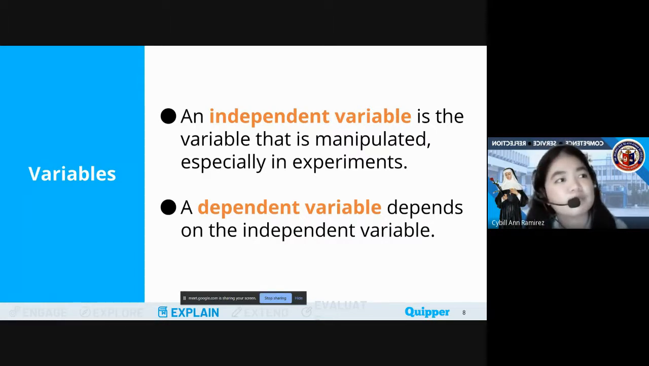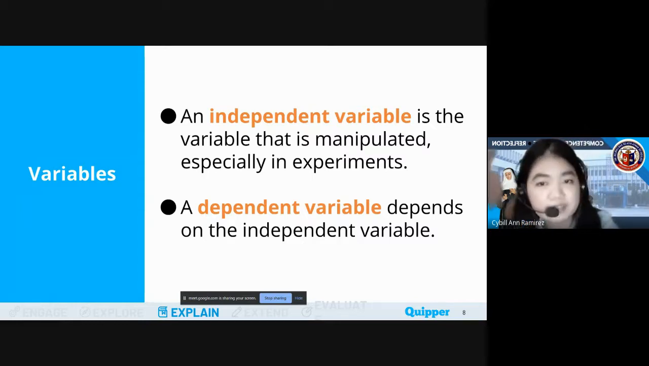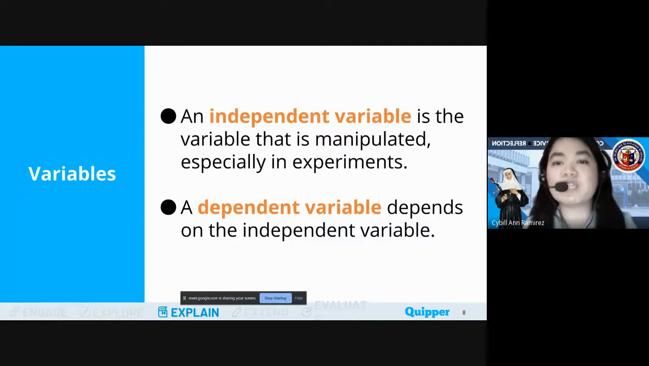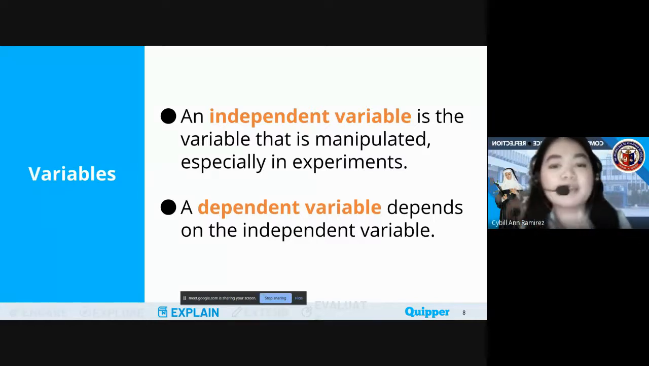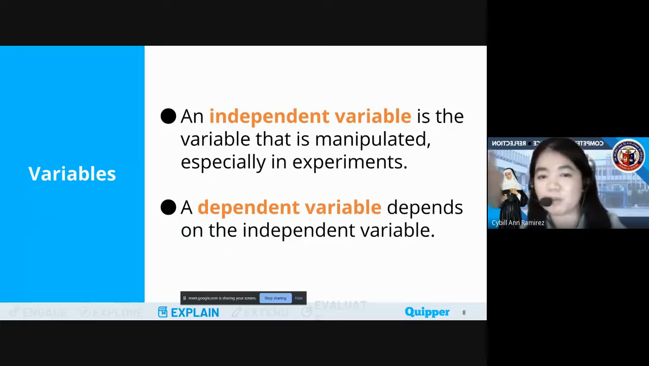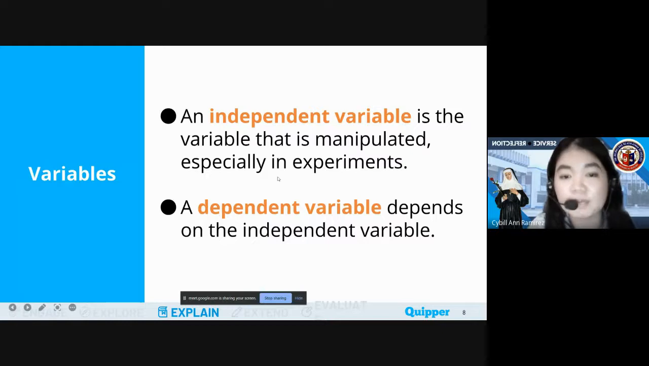Descriptive research sometimes has independent and dependent variables, but sometimes they have more than two, no? So, the independent variable is the variable that is manipulated, especially in experiments, no? Like what I gave you earlier, the two examples are examples of experimental research. And it has an independent and dependent variable. The independent variable is what you manipulate to see if the dependent variable will change. The dependent variable, on the other hand, depends on the independent variable. Because if you did not manipulate the independent variable, then the dependent variable will not change.